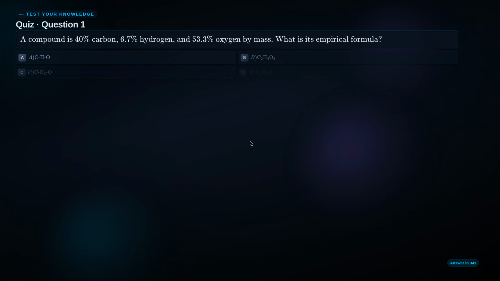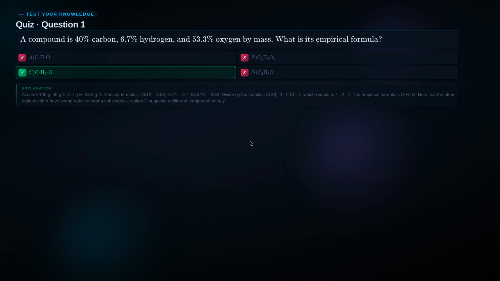Quiz time. Question 1. A compound is found to contain 40% carbon, 6.7% hydrogen, and 53.3% oxygen. Which of the following is its empirical formula? Option A, CHO. Option B, C2H4O2. Option C, CH2O. Option D, C2H6O. Take a moment to work this out. When you have your answer, the correct option and a full explanation will appear on the slide.